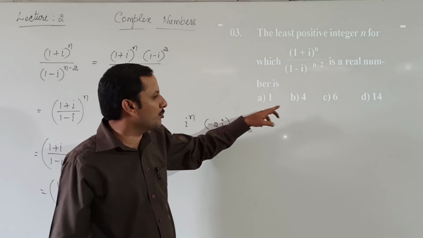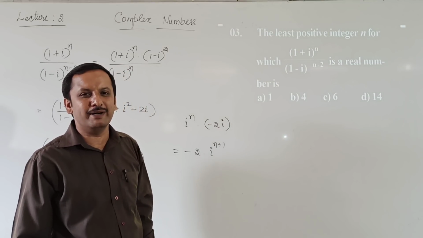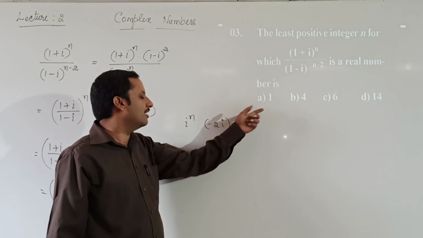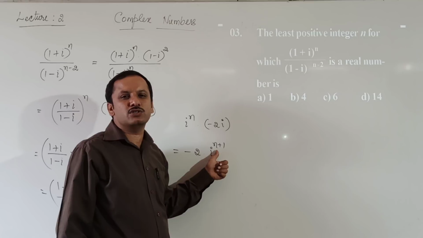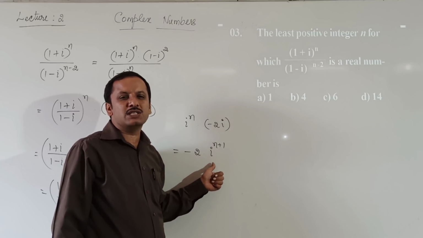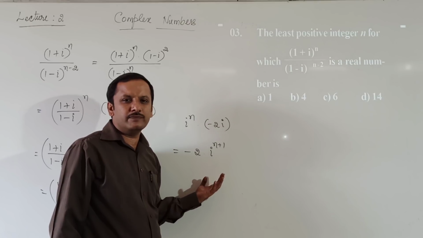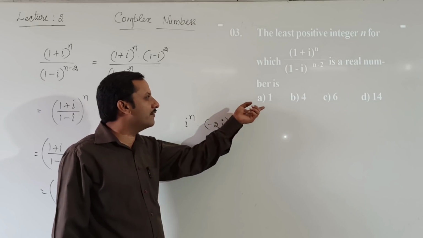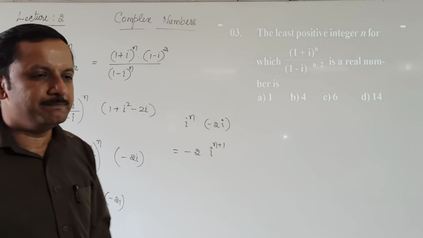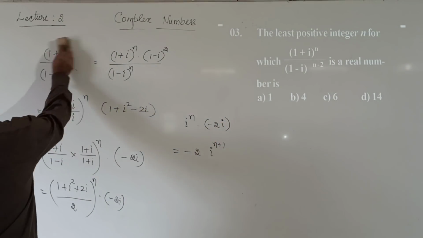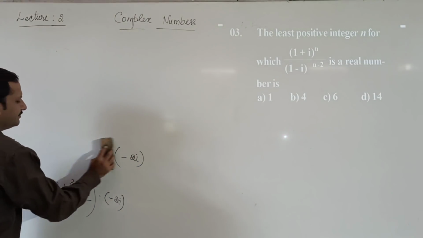So then looking at the options, what can I think of? I can think of 1 first because among them that is the least. But directly I cannot say that is the answer. n is equal to 1, if I substitute, 1 plus 1 is 2. What is i square? i square is minus 1. Minus 2 into minus 1, you get 2. Is it a real number? Yes. So the least value of n is equal to 1. Okay. Then let's go to the next question.